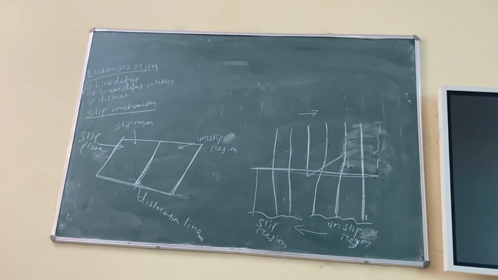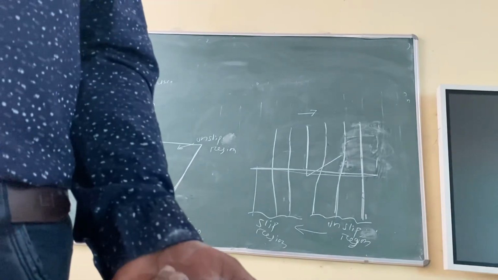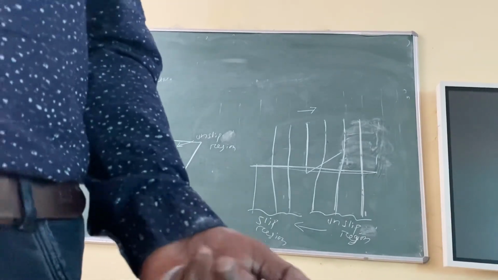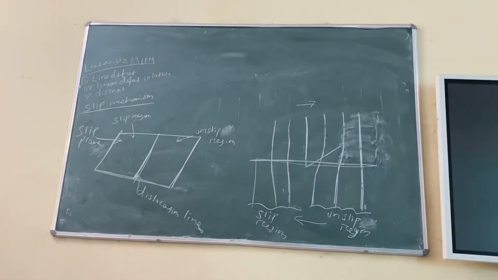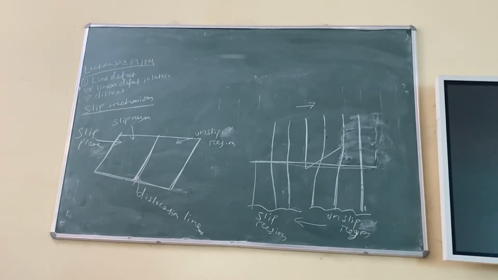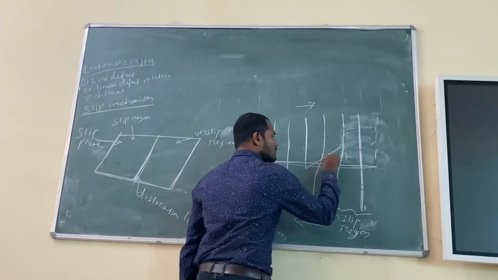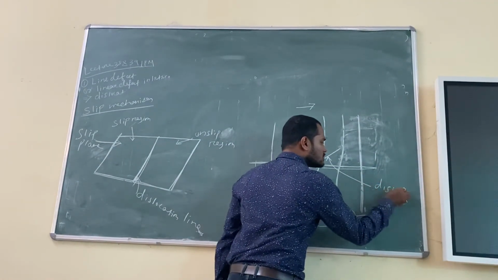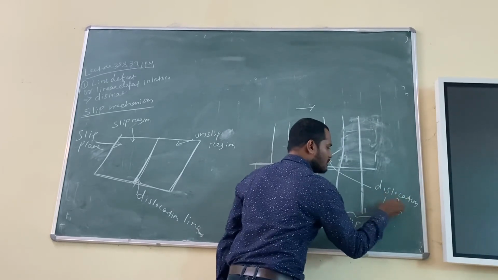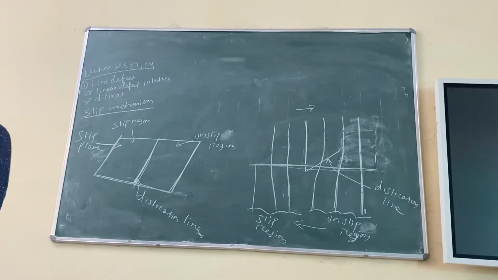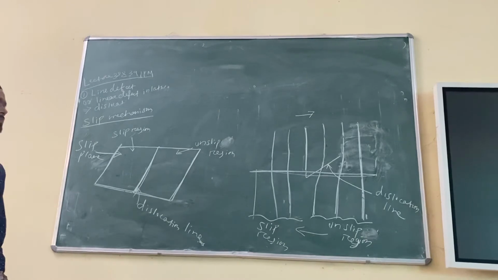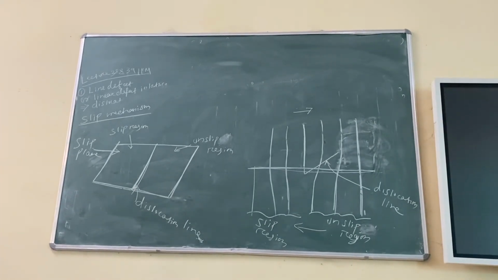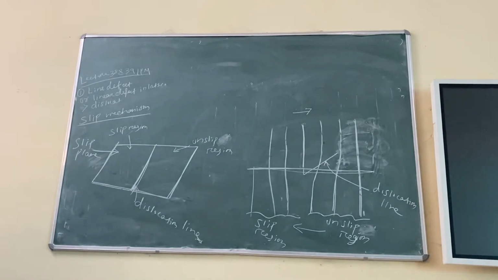So what is the definition of dislocation line? It is very easy. It is a boundary. Just have a look. It is a boundary between the slip region and the unslipped region. You can write it: the dislocation line is nothing but a boundary between the slip and unslipped region. Very simple. This is your dislocation line. Okay, this is done.